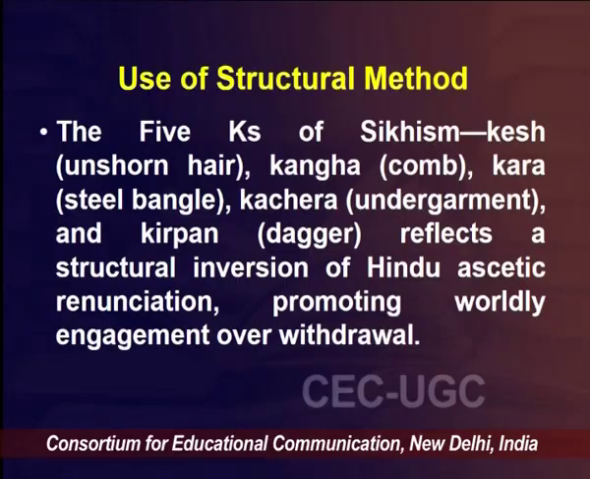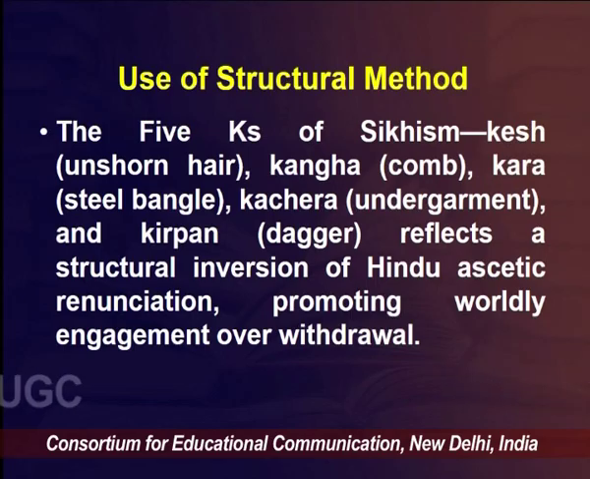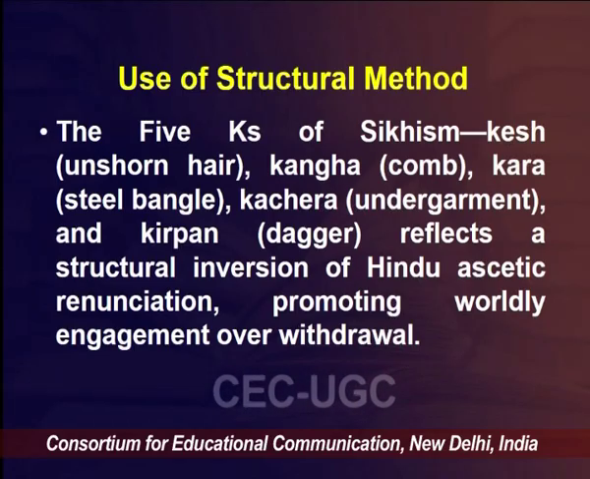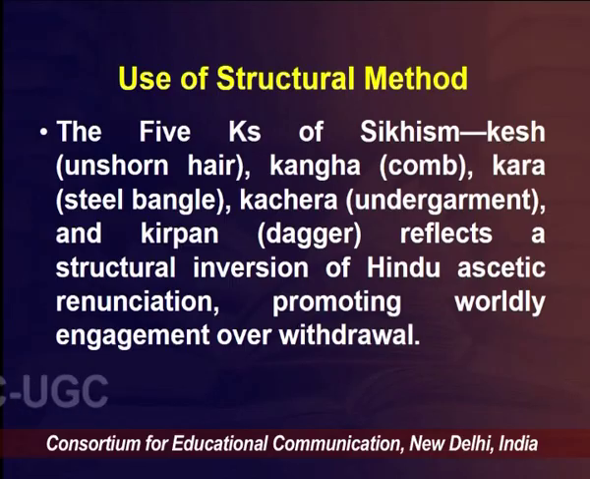First is Kesh. It is K because all 5 start with a K, and in English it could be translated as unshorn hair. Then we have the Kanga, which is the comb, the Kara, which is the steel bangle, and Kacha, which is the undergarment. And the fifth is Kirpan or the dagger, which is significant for all Sikhs to carry.